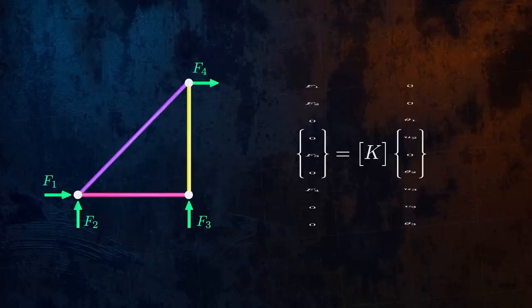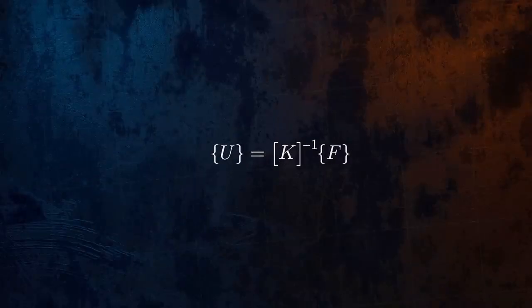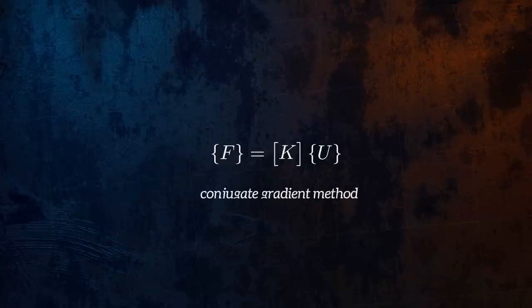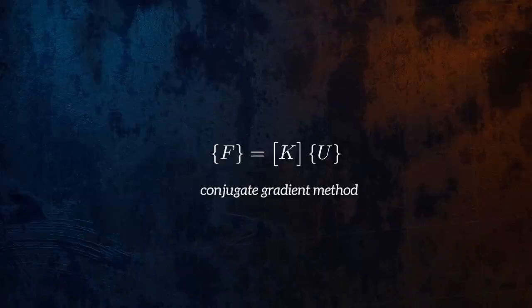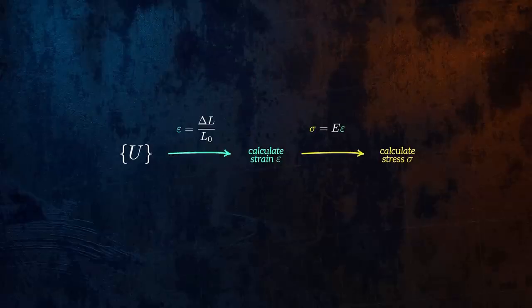Now we can solve the equation. We could do this by inverting the global stiffness matrix and solving the displacements from there. But in practice, inverting the matrix isn't very efficient, particularly because it's a sparse matrix. Commercial solvers mostly use methods that involve iteratively approximating the displacement vector, like the conjugate gradient method. Once we've solved the nodal displacements, we can calculate the strains and then stresses throughout the mesh.